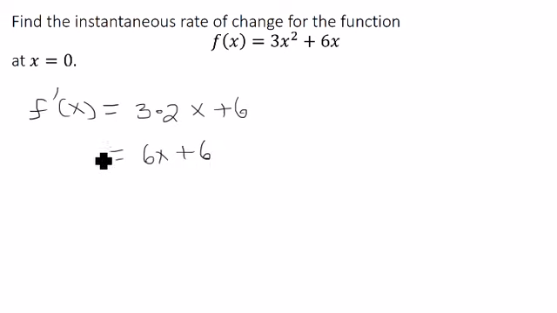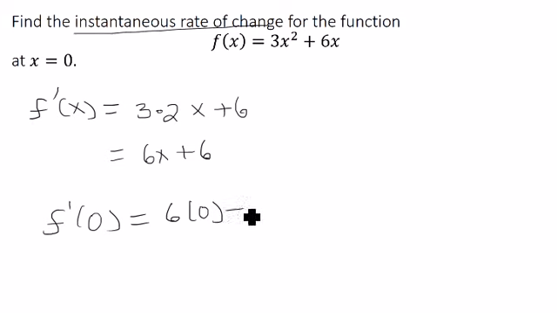And then we're finding the derivative, meaning the instantaneous rate of change. That's the derivative at x equals 0. So f prime of 0 is going to be 6 times 0 plus 6, and that's going to be 6 itself. So that is the answer for the instantaneous rate of change of this function.